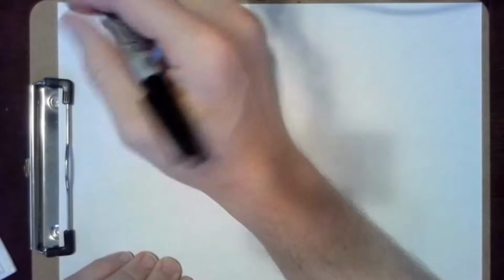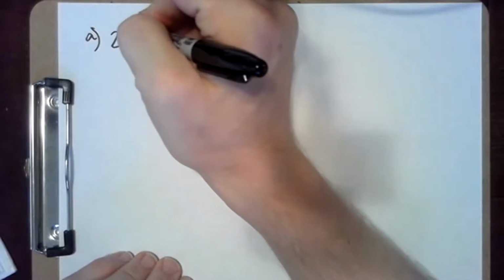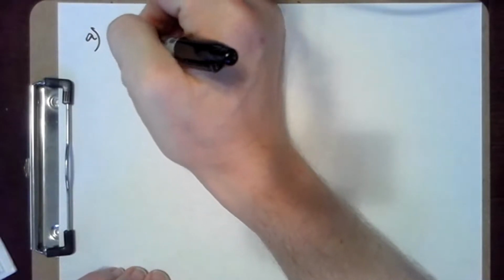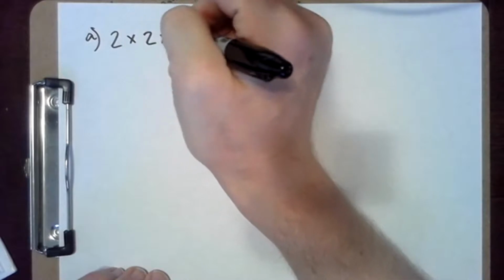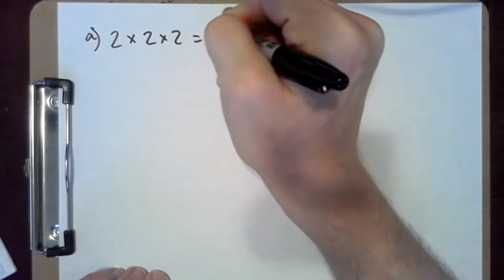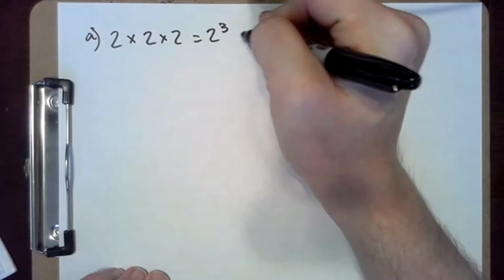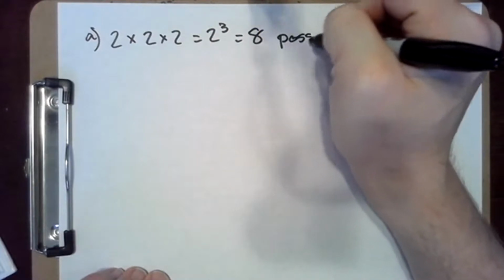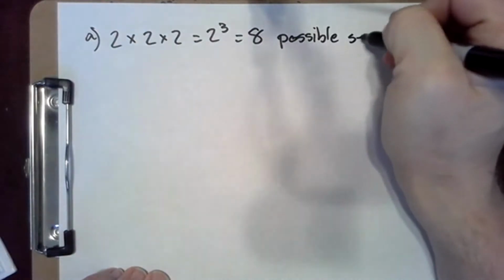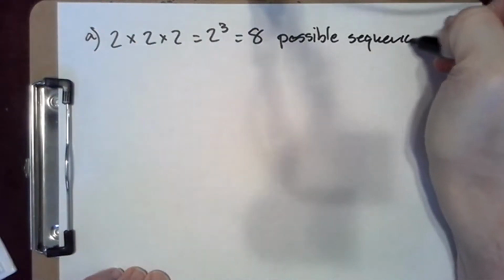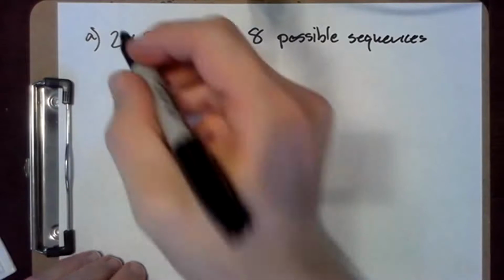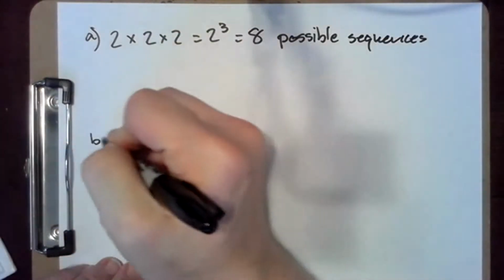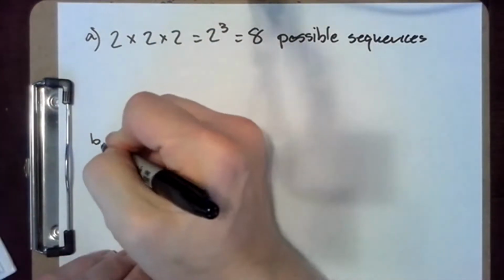By the generalized multiplication principle, there are 2 options when we flip a coin. So that's 2 times 2 times 2 for 3 coins, which is 2 cubed, or 8 possible sequences. To illustrate those sequences, we use a tree diagram.